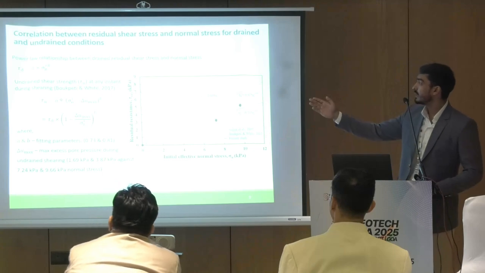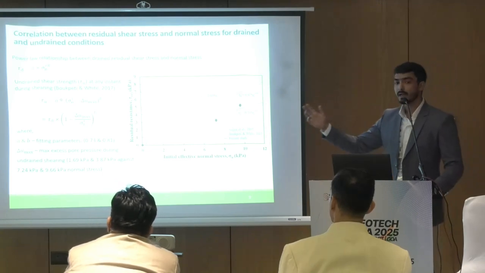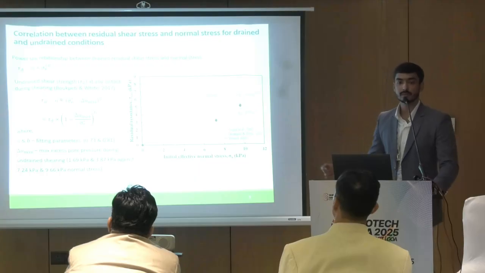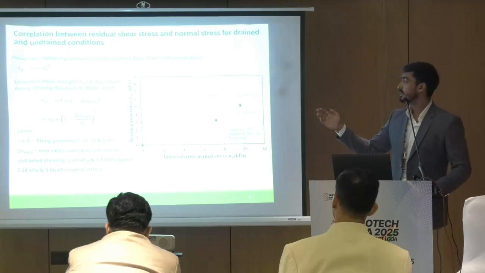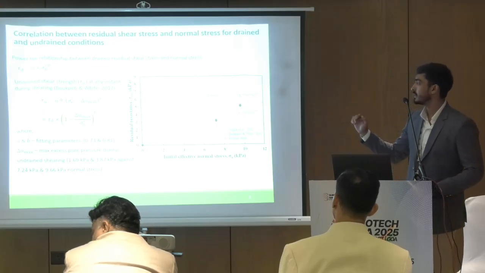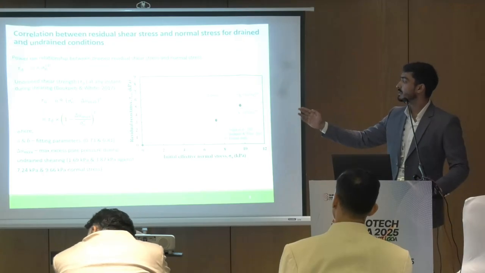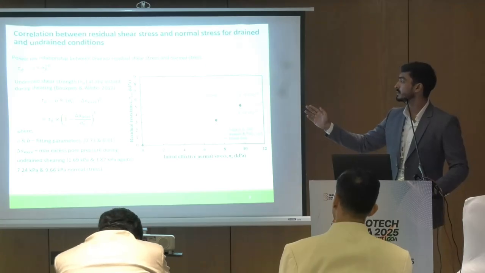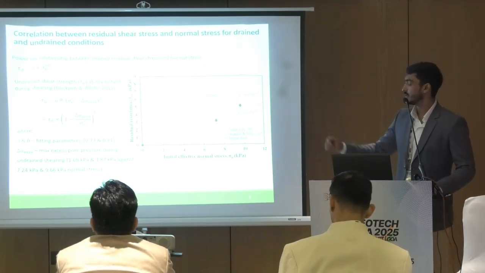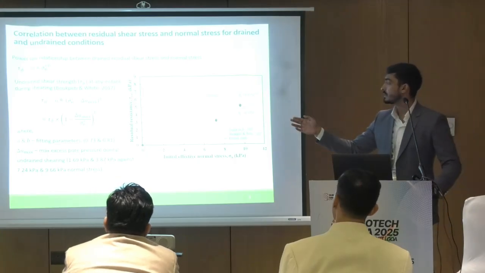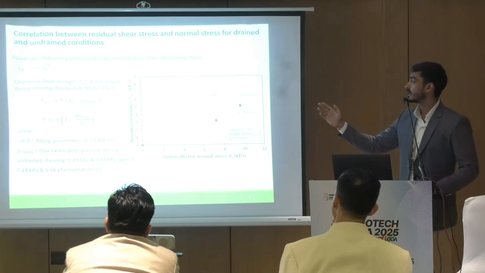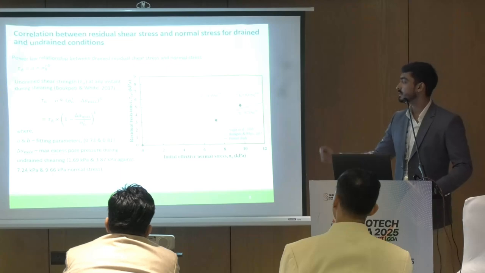So with that equation, we can back calculate the excess pore water pressure which will come in the soil, which will come in the interface while shearing. We fitted our results in the equation, and the results are here. When the soil interface was behaving as undrained, the excess pore water pressure was 1.69 and 3.87 kPa.